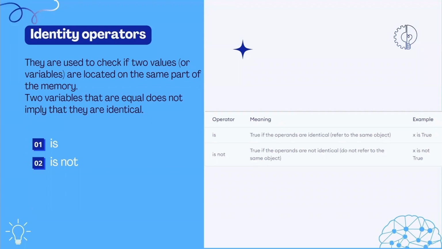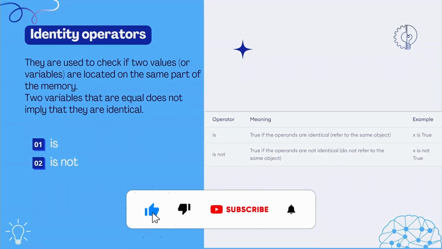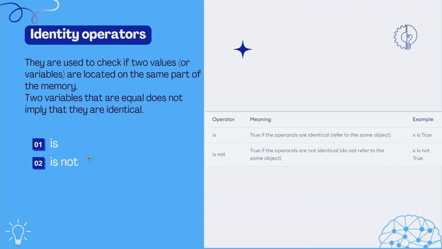Identity operators are used to check if two values or variables are stored in the same part of memory. There are two operators, is and is not. Is returns true if both variables are the same object, and is not returns true if both variables are not the same object, that is, they do not refer to the same memory location. It is clearer when we do some practical work on it.